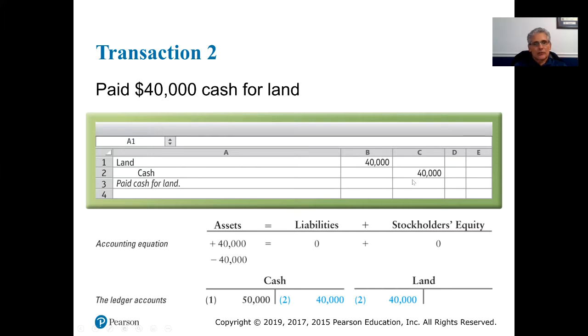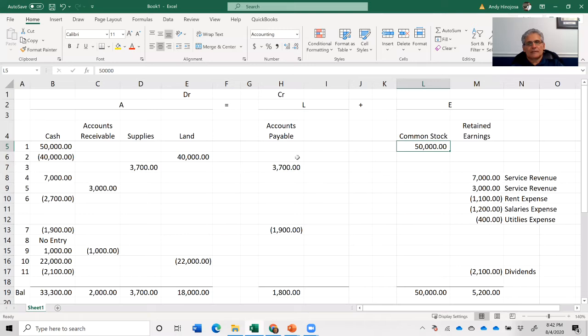We go to the ledger accounts. Cash, debit 50,000. That was the original selling. Cash, credit for 40,000. So these transactions carry down. Go ahead and show how that might work here.